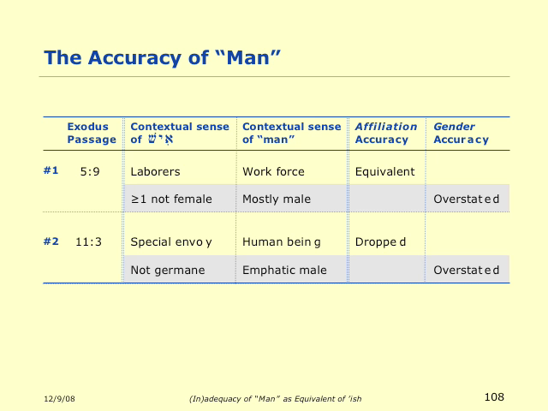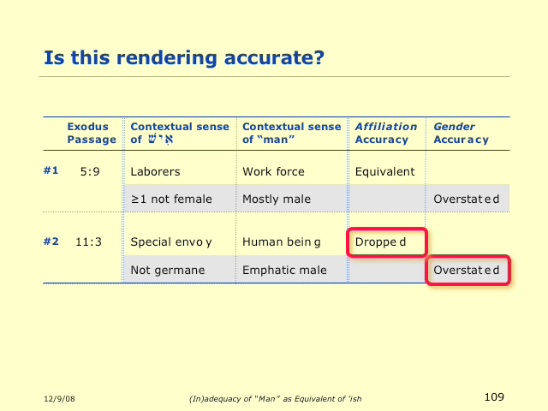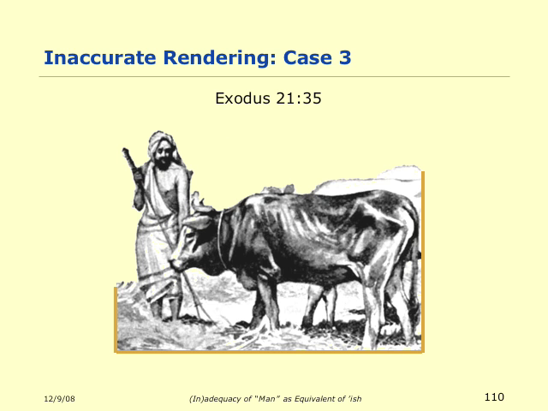Let us return to our comparison table, which I now expand to include our second case. Is this rendering accurate? This time we have identified problems in both dimensions. So let us proceed to the third example, which will further illustrate the role of context in ascribing social gender to the referent of ish.